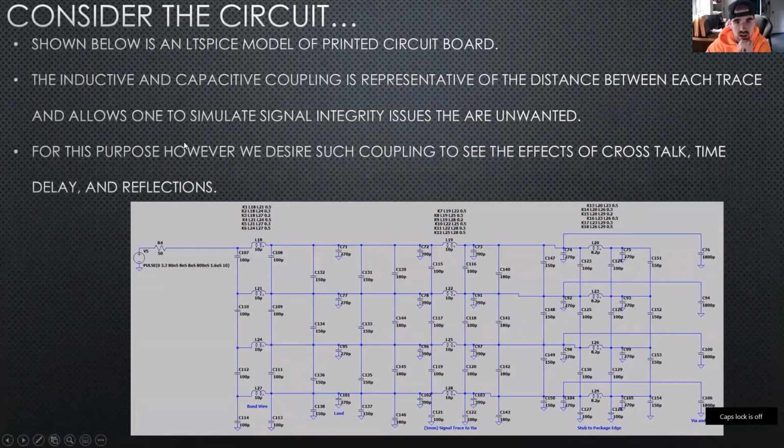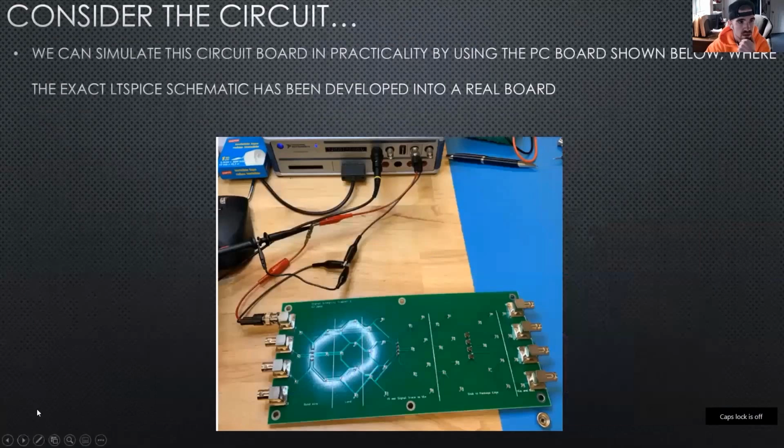Shown below is an LT-SPICE model of a printed circuit board. The inductive and capacitive coupling is representative of the distance between each trace and allows one to simulate signal integrity issues that are unwanted. For this purpose, however, we desire such coupling to see the effects of crosstalk, time delay, and reflections. We can simulate this circuit board in practicality by using the PC board shown below, where the exact LT-SPICE schematic has been developed into a real board.